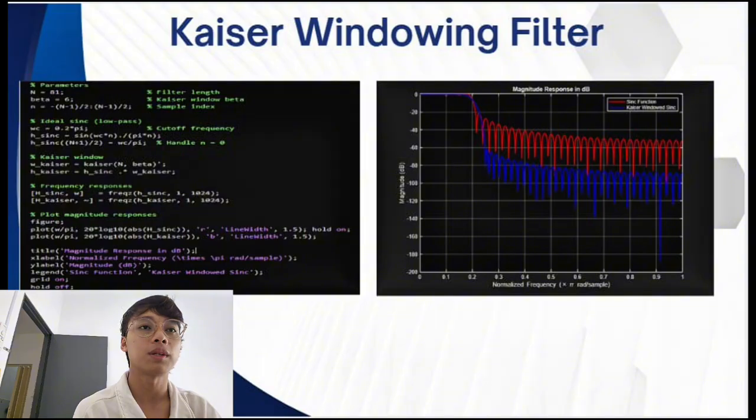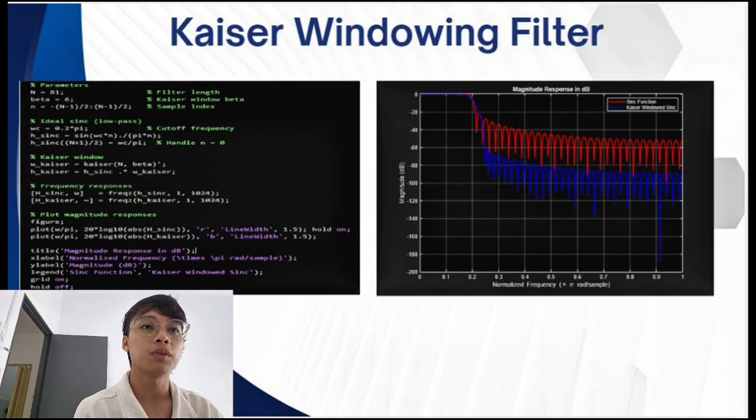h sinc at (n plus 1) divided by 2 equal to wc divided by pi. This is for handling n equal to 0. So for the Kaiser window, w Kaiser equal to Kaiser of n and beta. For h Kaiser equal to h sinc multiplied by w Kaiser. So our frequency response is h sinc equal to freqz of h sinc, 1 and 1024. So h Kaiser, which is freqz of h Kaiser, 1 and 1024.